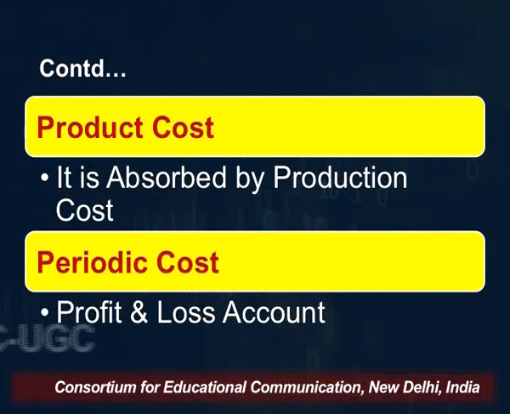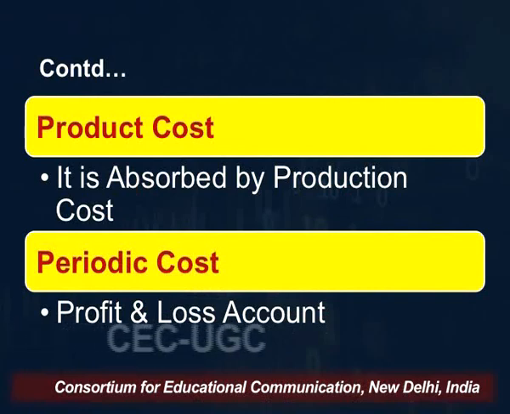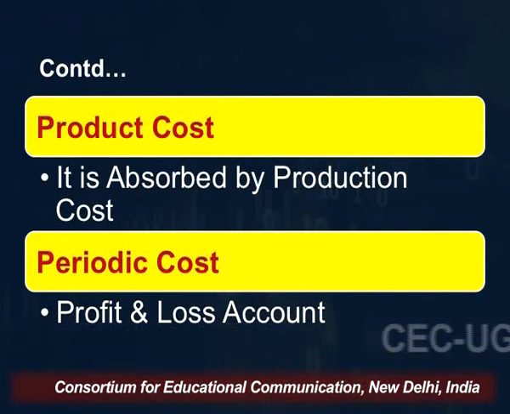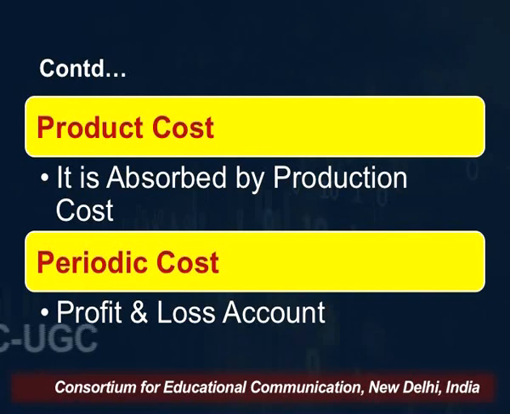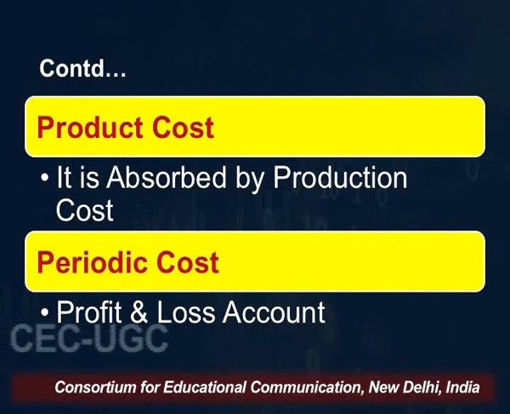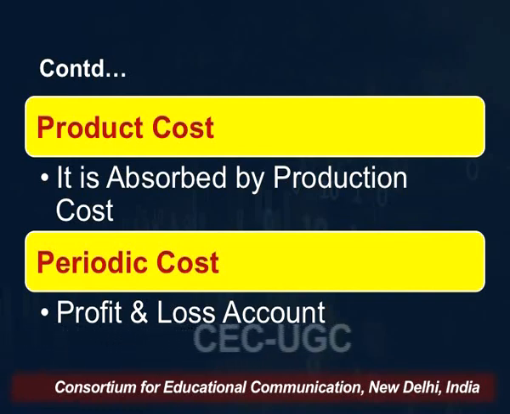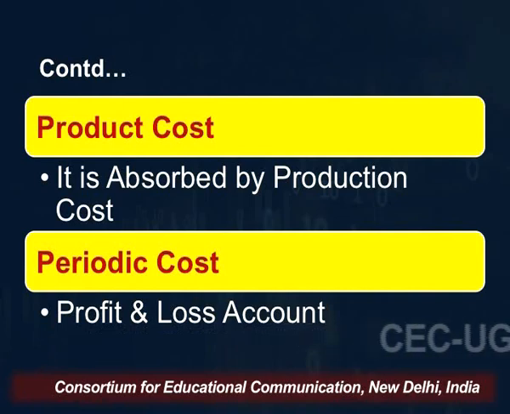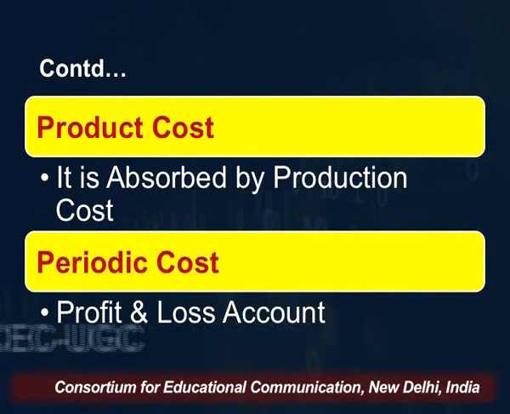So to conclude, or to summarize, I would say product cost is always absorbed by production cost. We always absorb it, whereas periodic cost is transferred to profit and loss account. So product cost is inventoriable and periodic cost is non-inventoriable. This is something you have to keep in mind whenever you are solving a question on absorption costing along with marginal costing. So product cost, what is that? It is absorbed by the production cost. Periodic cost is basically transferred to profit and loss account.